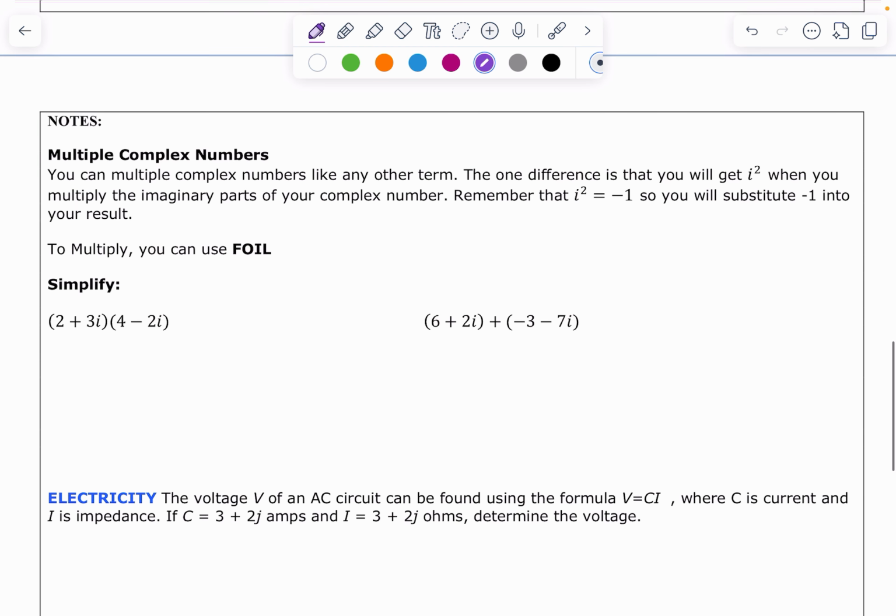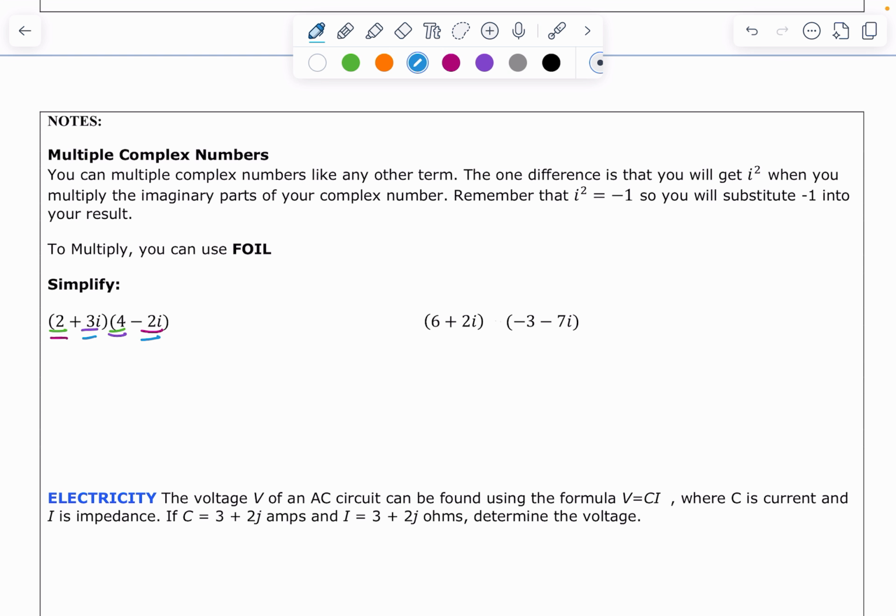For multiplication, oops, your sheet should have this, but that should be multiply there. I didn't update this in my computer. But we're going to multiply, and we're going to FOIL. So multiply the first ones, multiply the outer ones, multiply the inner ones, and then multiply the last ones. So that's going to give you your new term.